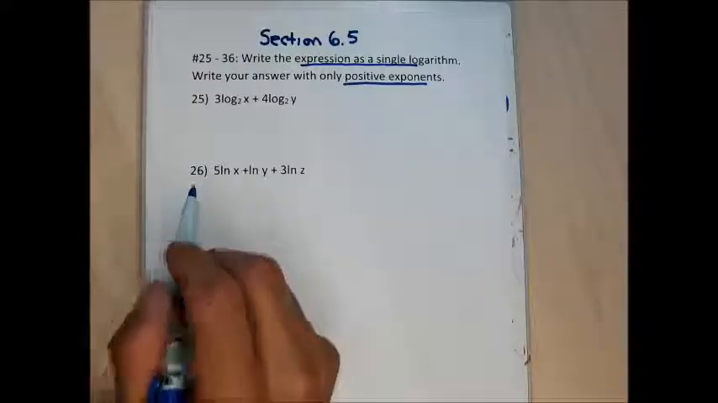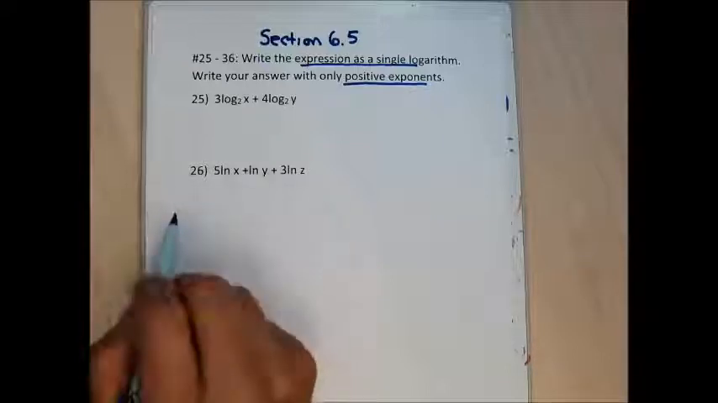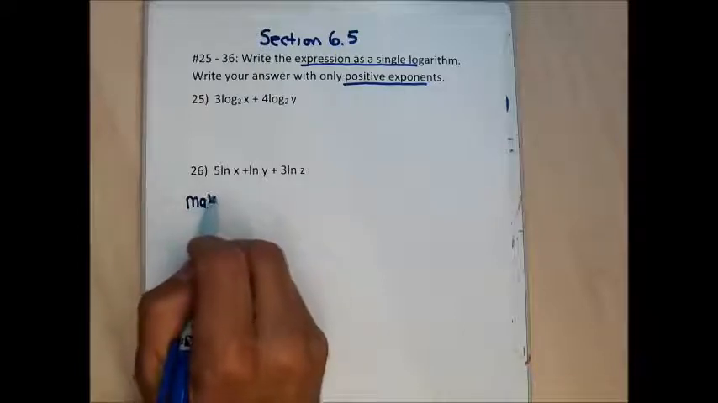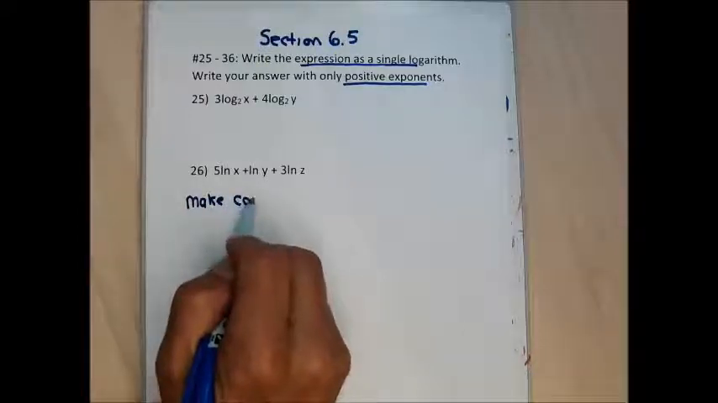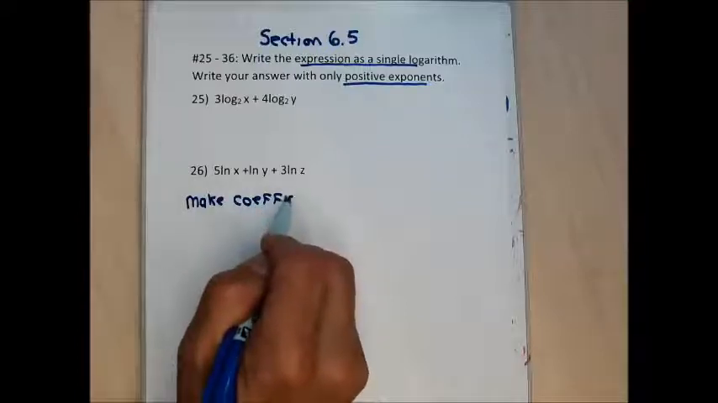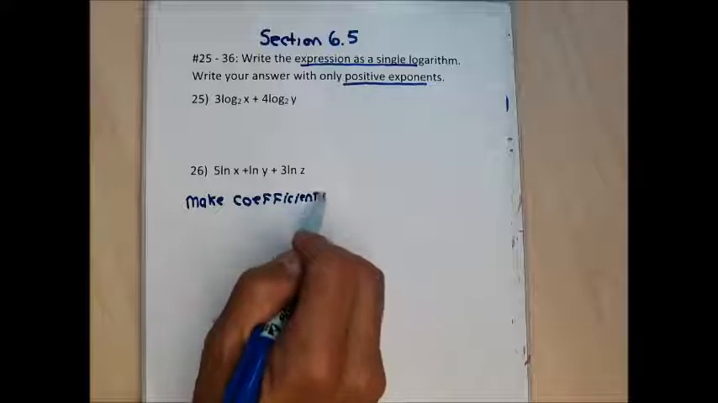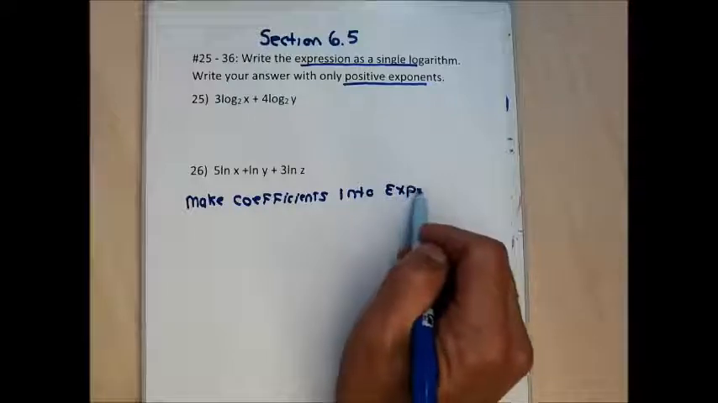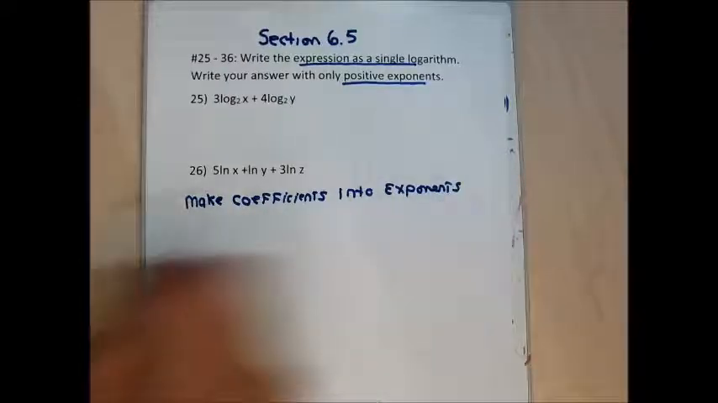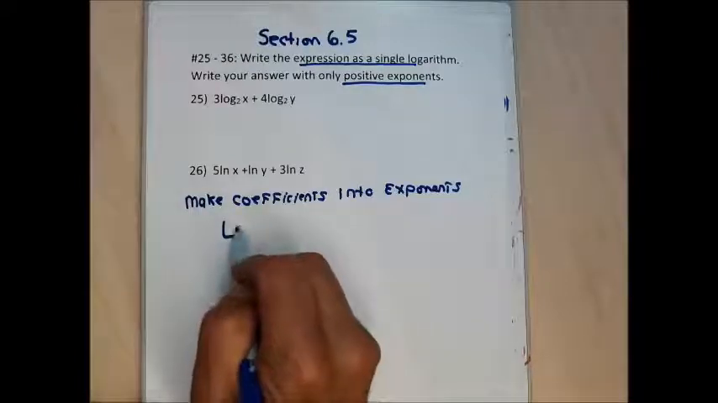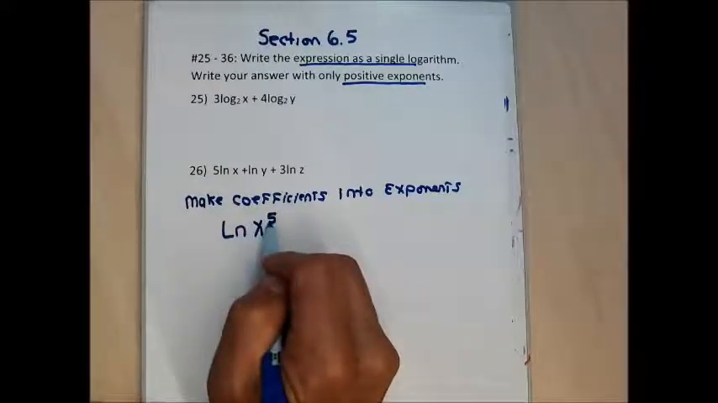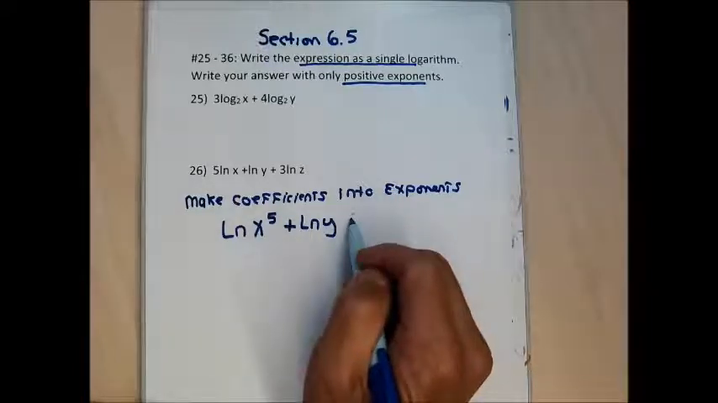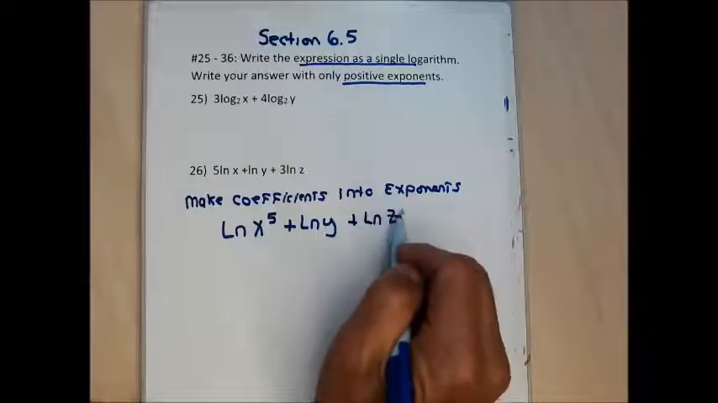Real easy to do. So to rewrite a problem that has multiple logarithms as one logarithm, first thing I'm going to do is make any numbers in front of the logarithms, which are the coefficients, into exponents. That's just the reverse of what we did on our last step for the last group of problems. In the last group of problems, we made exponents coefficients. I'm trying to basically push these problems back to what they would have started with. So I'm going to rewrite problem 26 as the natural log of x to the 5th plus the natural log of y plus the natural log of z cubed.